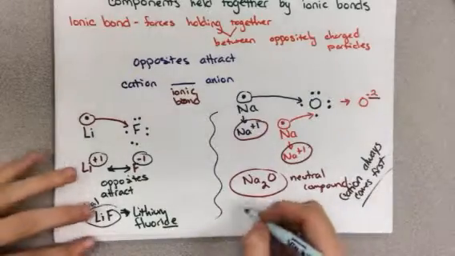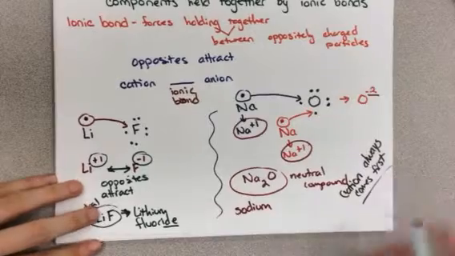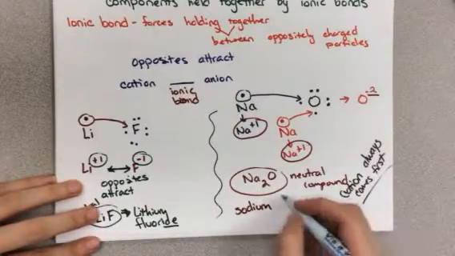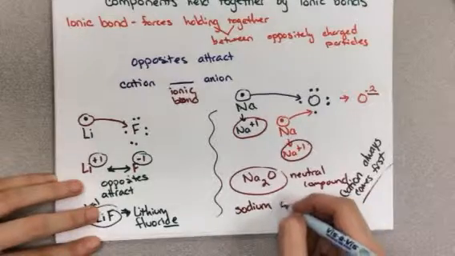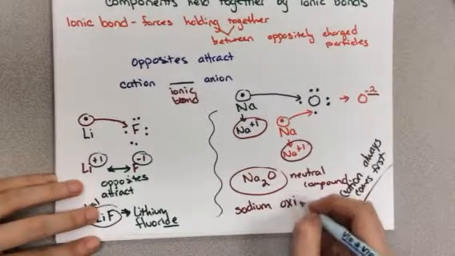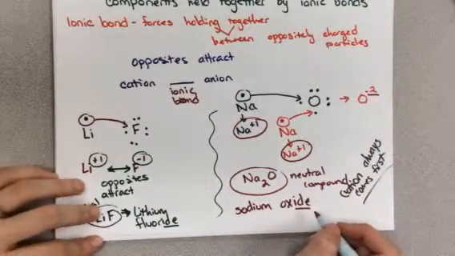And we're going to see that over and over when we're naming and figuring out compounds later on. So we're going to write out sodium, and then the second, the anion, is oxygen. So we don't write sodium oxygen, we write sodium, and then we replace the end with IDE. So it's sodium oxide.